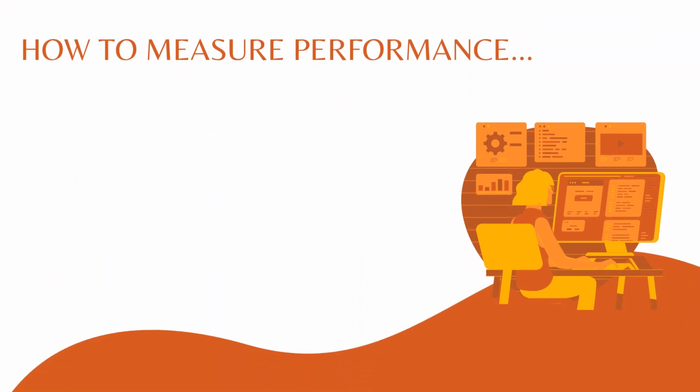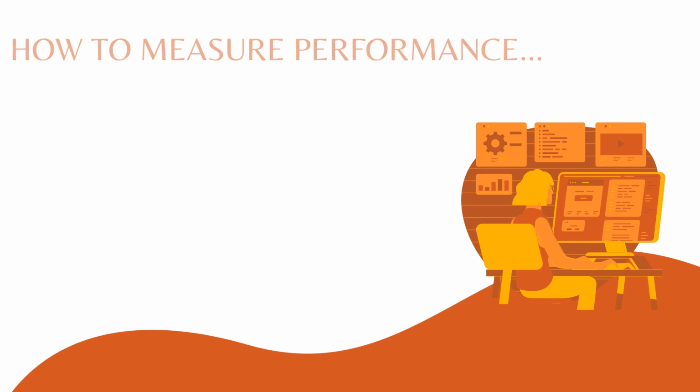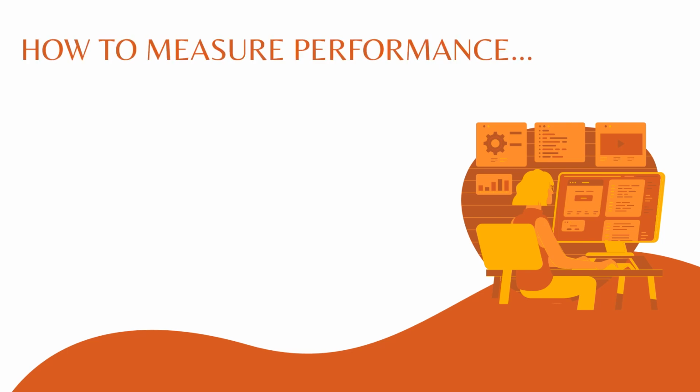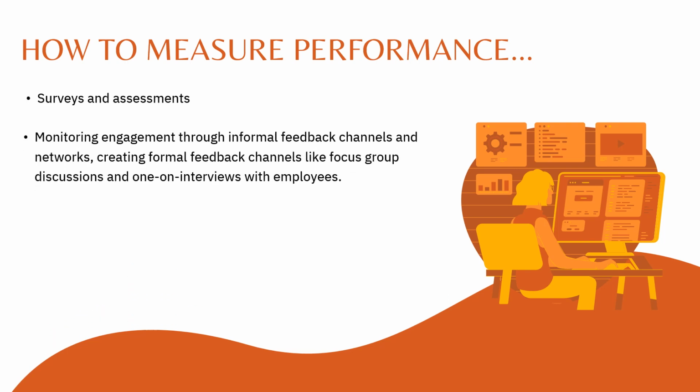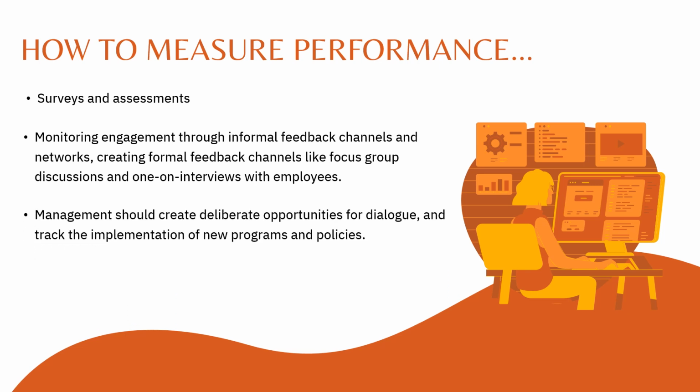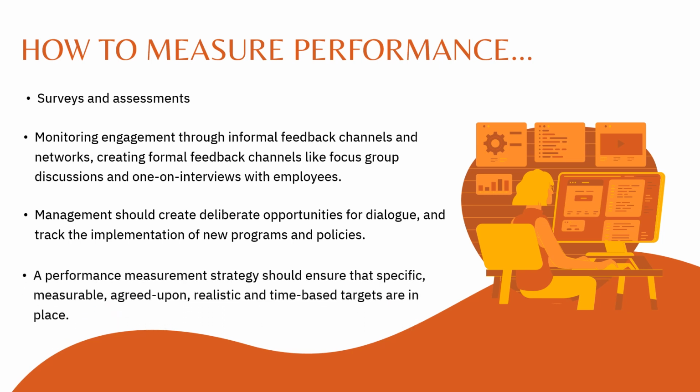Okay, so now that we know what indicators to track, how exactly should we be measuring them? Many methods are available to track performance results, including surveys, monitoring engagement through informal feedback channels and networks, and creating formal feedback channels like focus group discussions and one-on-one interviews with employees. Management should create deliberate opportunities for dialogue and track the implementation of new programs and policies. A performance measurement strategy should ensure that specific, measurable, agreed-upon, realistic, and time-based targets are in place.